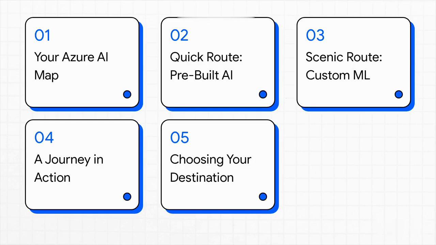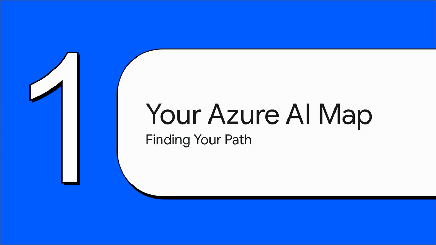So here's ours. First, we're going to lay out the Azure AI map itself. Then we'll explore two totally different paths: the quick route with AI that's already built, and the scenic route for when you need to build your own. We'll see how it all comes together in a real-world example, and then we'll wrap up by helping you figure out the right destination for your project. All right, let's get started. Time to roll out that map.